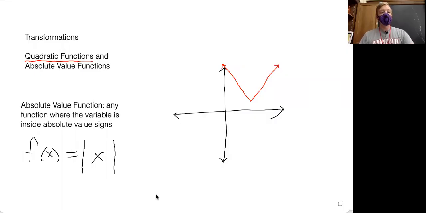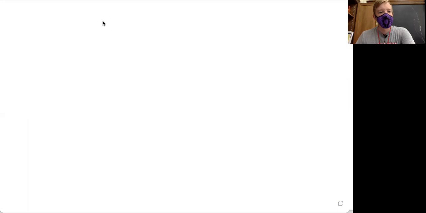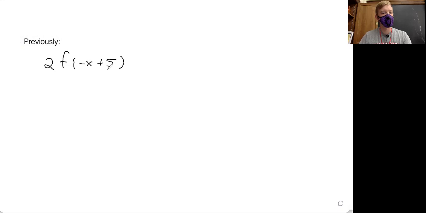All right, so let's take a look at what our problems are actually like here. So previously, we were given something that looked like this. Let's say that I had this. Let's say I had 2f of negative x plus 5, like that.